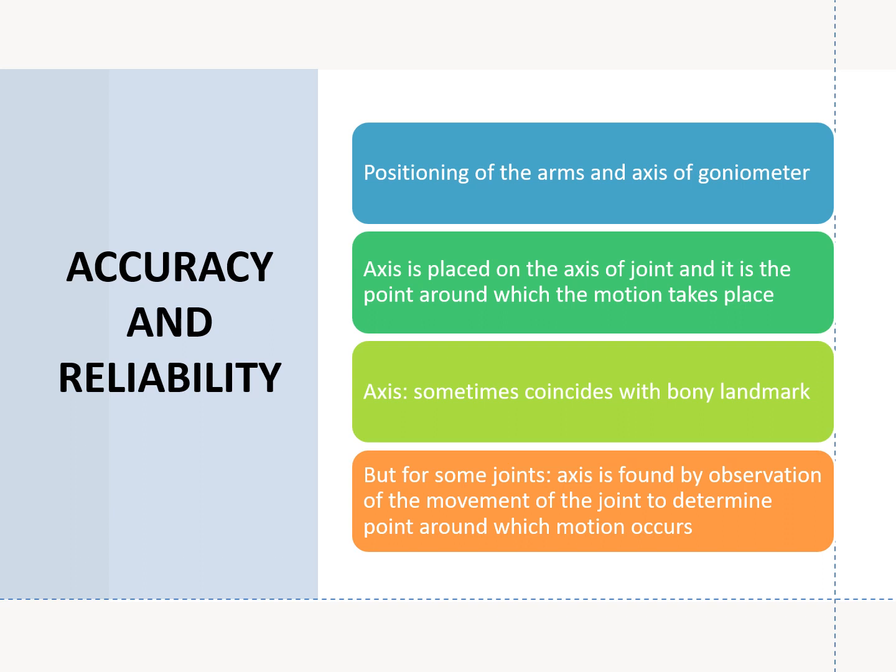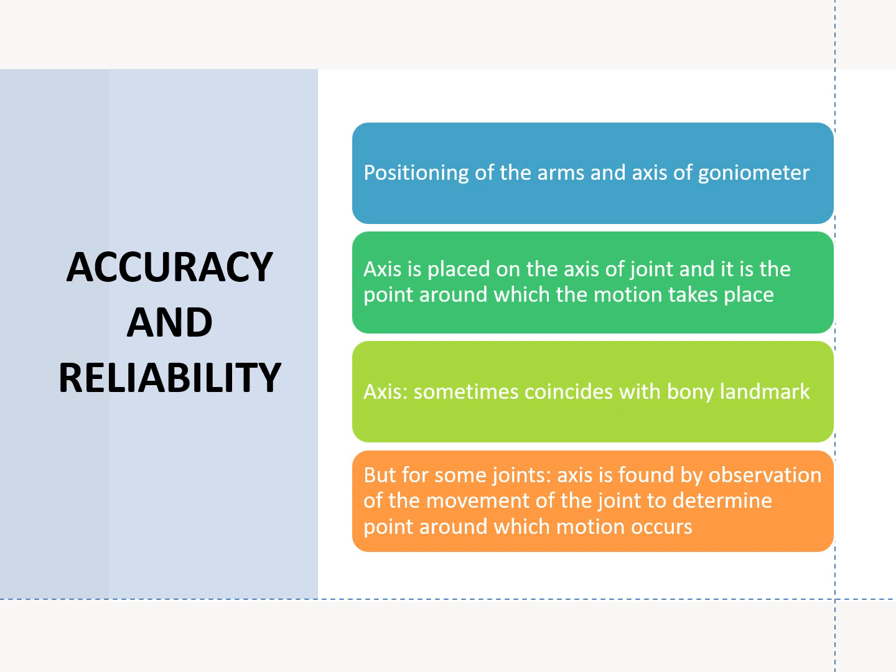So you have to make sure that the positioning of the arms and the axis of goniometer is as per whatever has been universally followed, whatever has been given universally in the books. The point is the axis should be placed on the axis of the joint only where the motion takes place. We have also spoken in the previous module that the axis or fulcrum should be placed on a particular landmark where maximum range of motion takes place. So you cannot deviate your axis as per your choice. Otherwise, the result will be wrong.